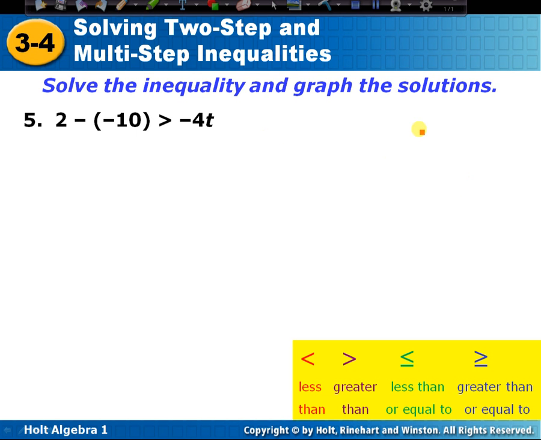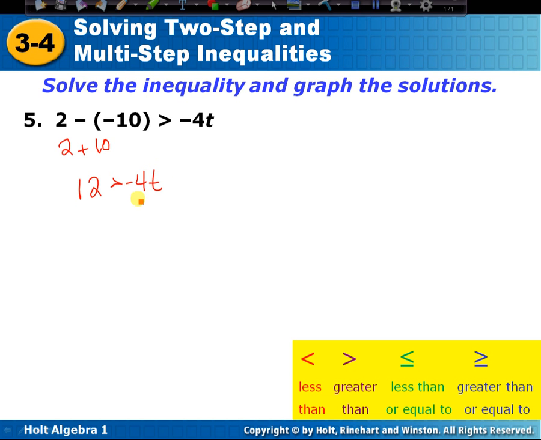Okay, I hope that we know by now that when we have minus and negative, it means nothing other than we're adding. Two negative signs together make a positive. So this is actually the same thing as saying 2 plus 10, and 2 plus 10 is 12. I'm going to bring down my greater than sign, my negative 4t.